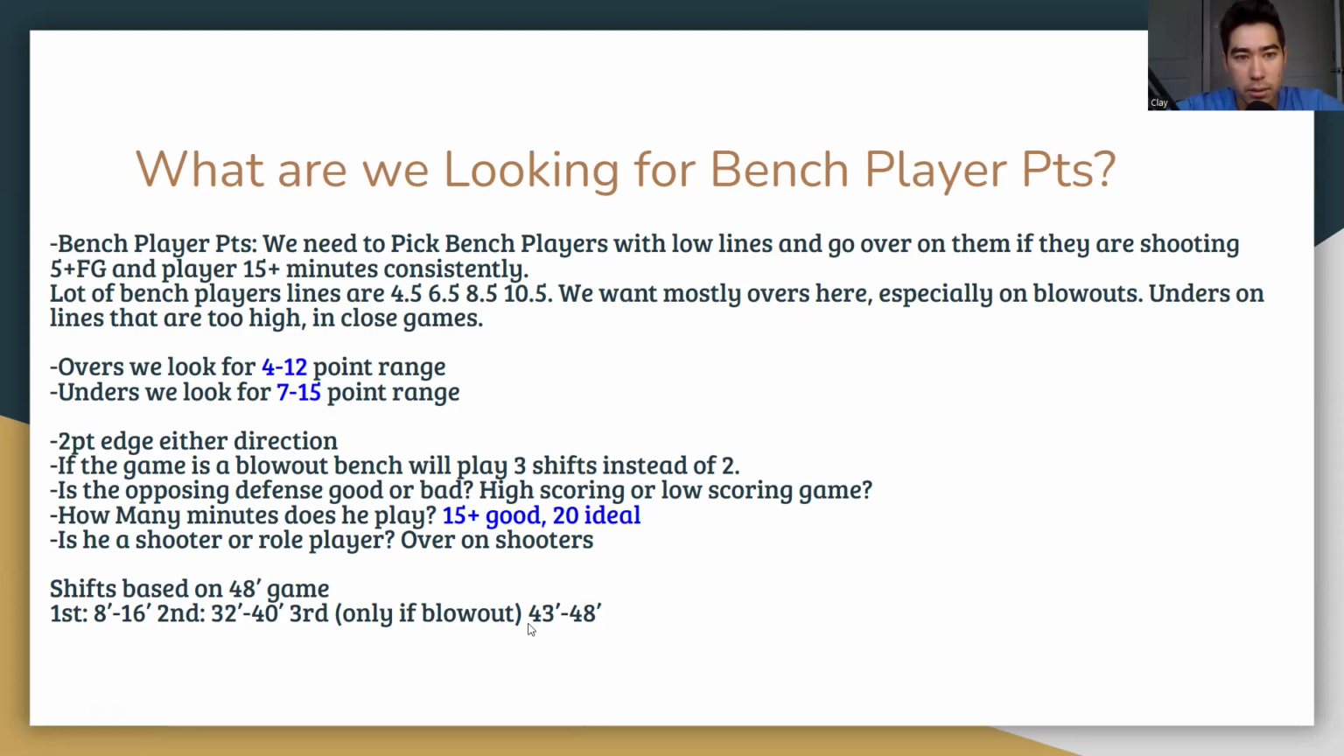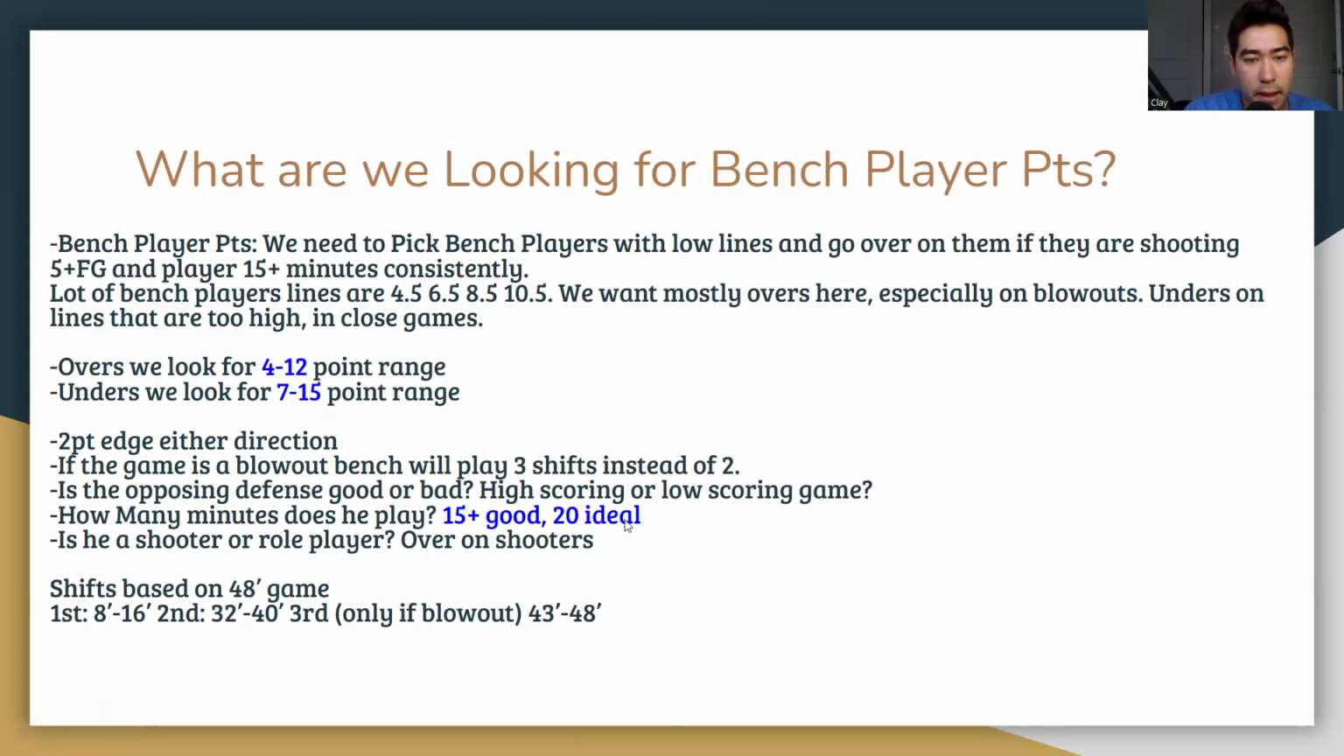So on the blowouts, we want to be going over on the bench players. On the close games, we want to be going under on the bench players. But we still need a 2 point edge in either direction to even consider the bet. If it's a blowout, we're definitely going over on the bench players. Like they're supposed to win by 25. It's like Boston Celtics versus someone. We're going over on Payton Pritchard, we're going over on Al Horford, we're going over on, who's that, Sam Hauser. We're going to be sniping those overs, especially when it's a blowout.